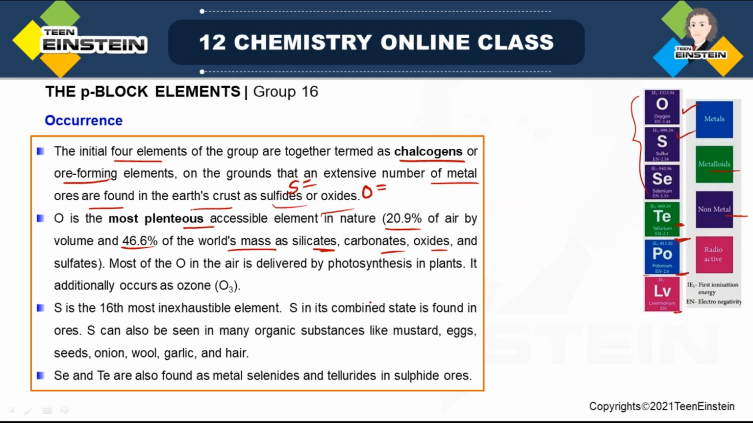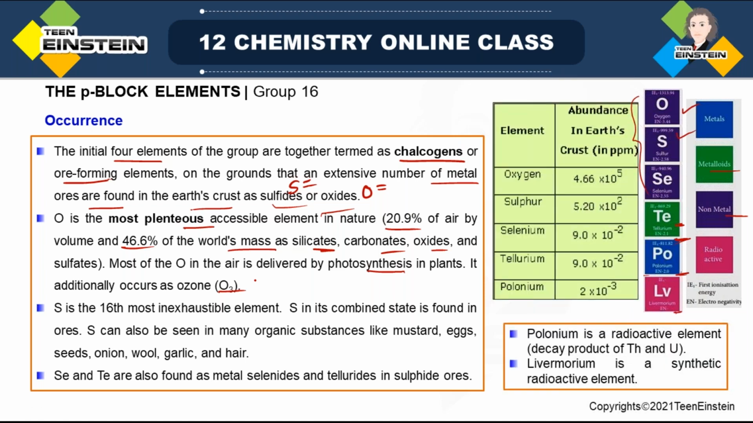But most of the oxygen in the air is produced from photosynthesis by plants, and it has another allotrope, that is another physical form is possible, which is ozone, though O2 is the most common form. Now as its occurrence is very high, you can see from the value of abundance in earth crust in ppm unit. So oxygen, its value is maximum, 10 to the power 5. After that it is sulfur, 10 to the power 2, but as you are moving down the value is decreasing.